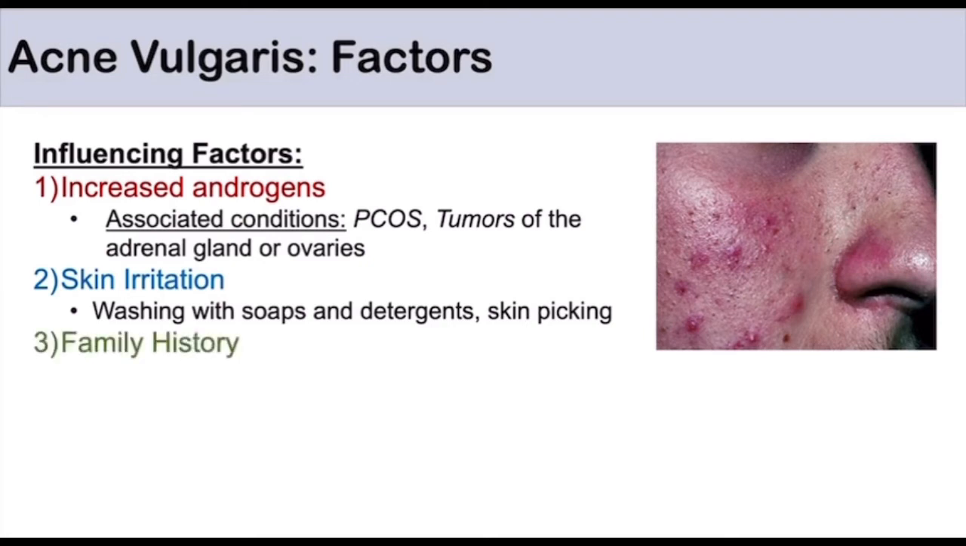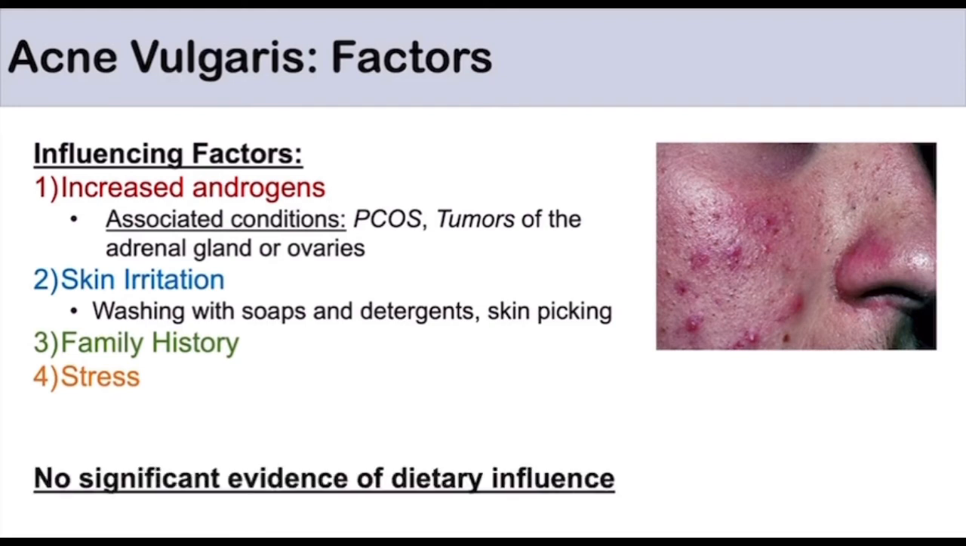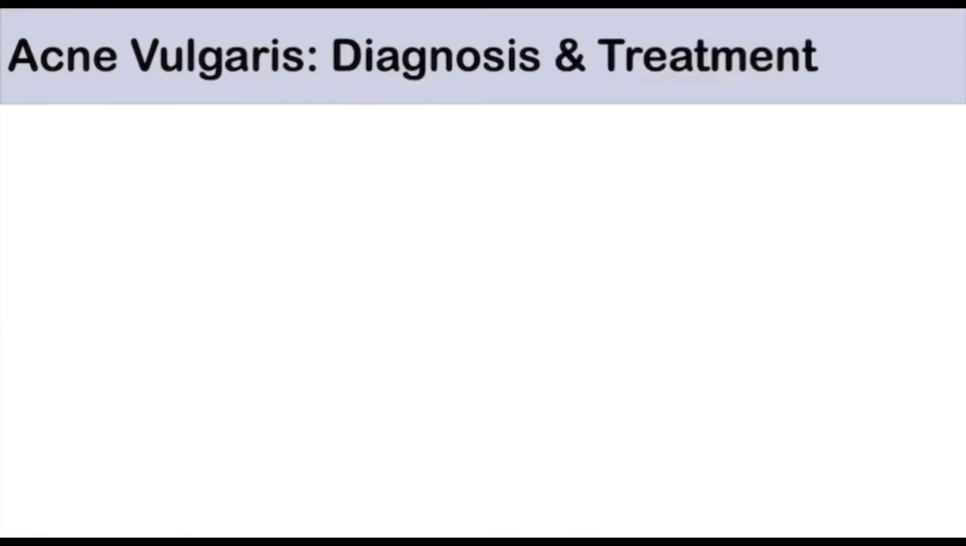A family history of having bad acne is an influencing factor for having acne or having worse acne, and stress. So stress can also lead to worsening of acne as well. And I want to talk about it here. I won't go into much detail, but I wanted to mention that there's actually not a whole lot of significant evidence of a dietary influence on worsening of acne. So the evidence is not there yet, so I don't want to say anything with regards to diet at this point. So how do we make the diagnosis and how do we treat acne?